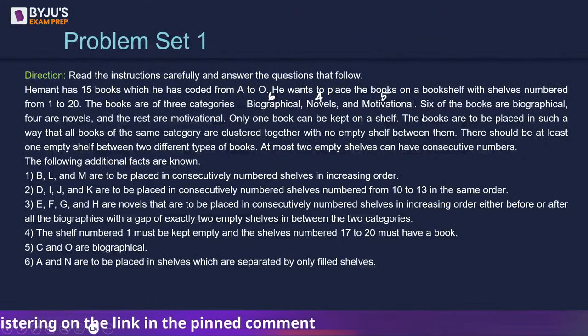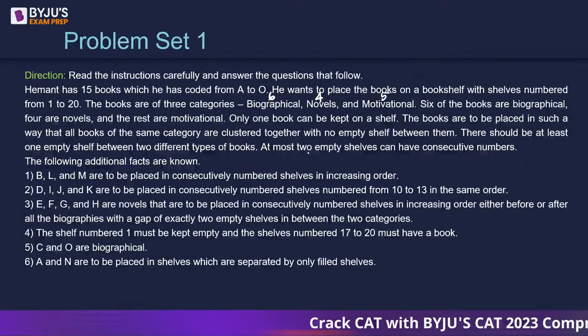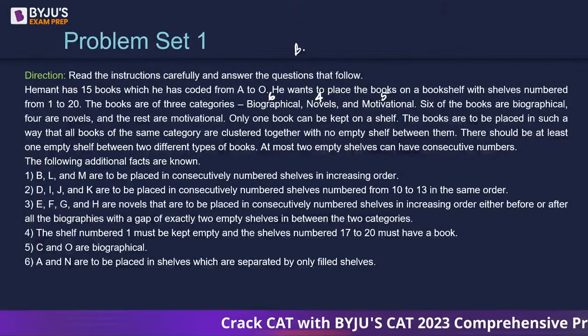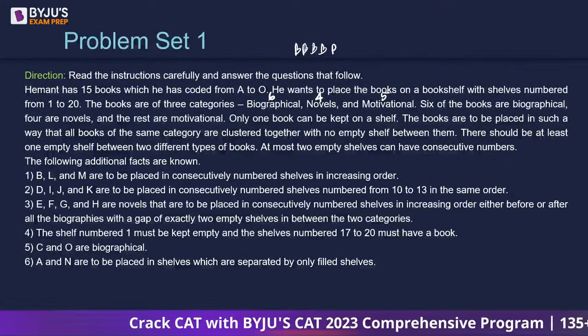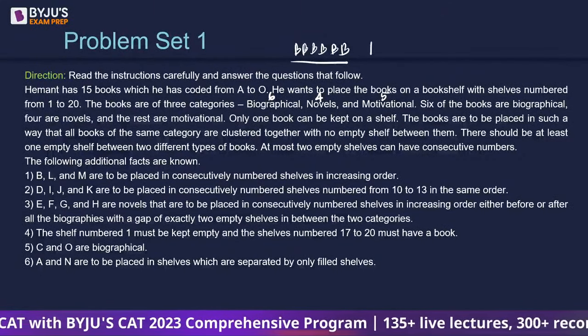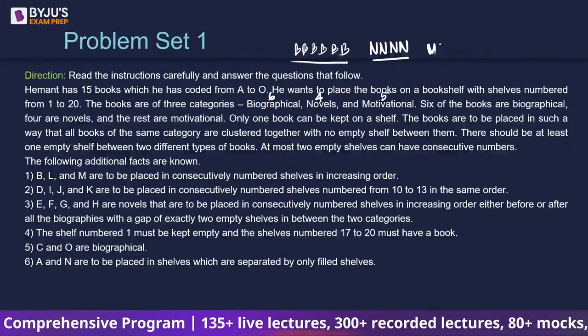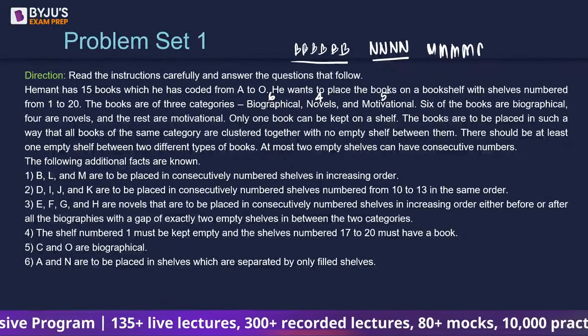Only one book can be kept on a shelf. So there are 20 shelves and only one book can be kept. That means 5 shelves are going to be vacant. The books are to be placed in such a way that all the books of the same category are clustered together with no empty shelves between them. So if you start with biographical, they should be continuous. It's more like 6 B's are going to be same, 4 N's are same, and 5 M's are same, as in they are going to be continuous.